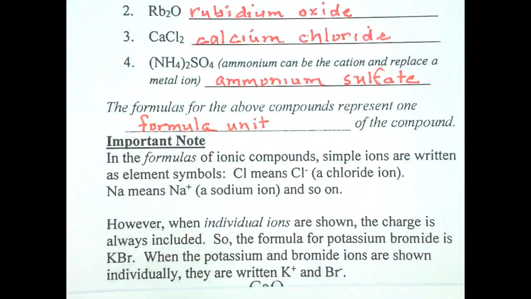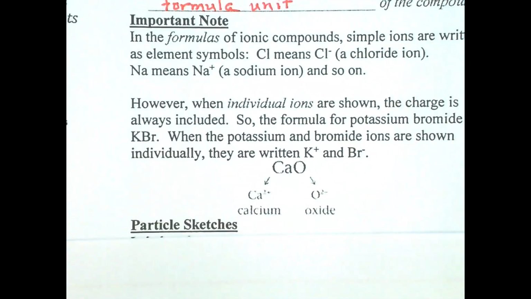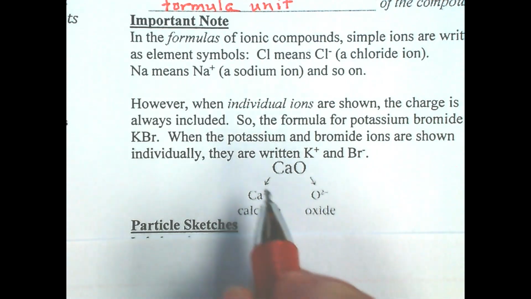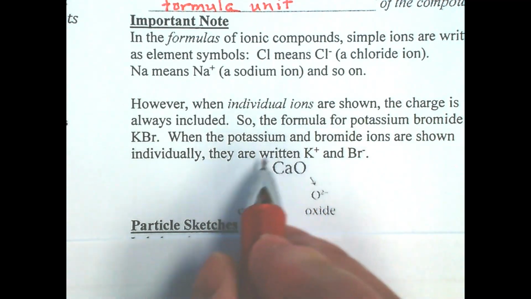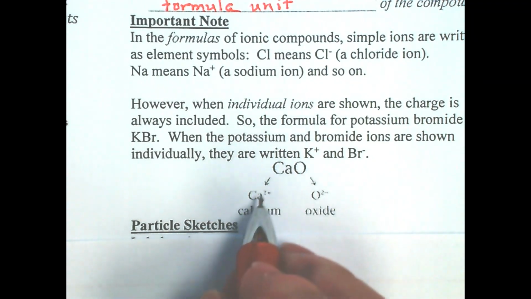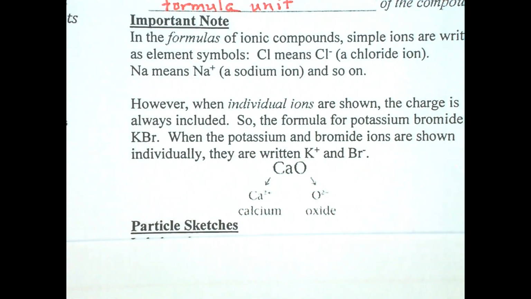However, whenever they dissolve in water or come apart and you show them individually, then you do show them with their charges attached. So like calcium written inside the compound, it's still an ion, but we don't show the charge. But if we were to separate the ions, if it dissolved, then we would say this is a calcium ion with a 2+ charge, and this is an oxide ion with a 2- charge.